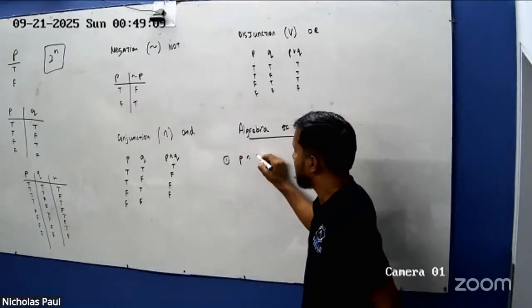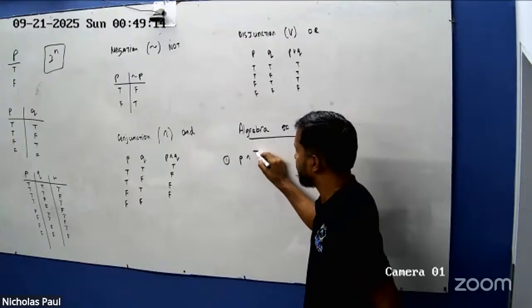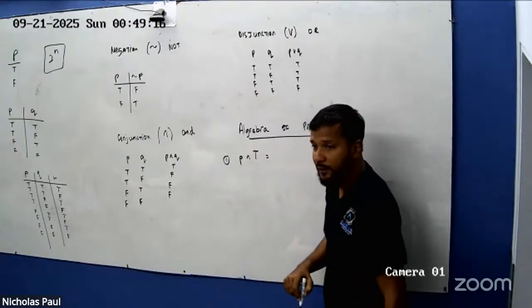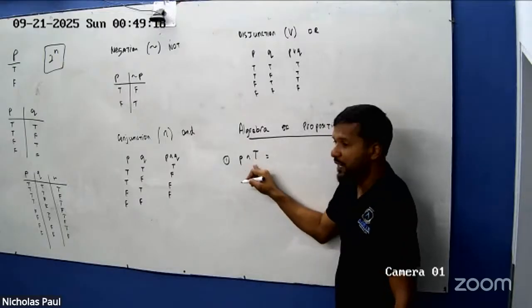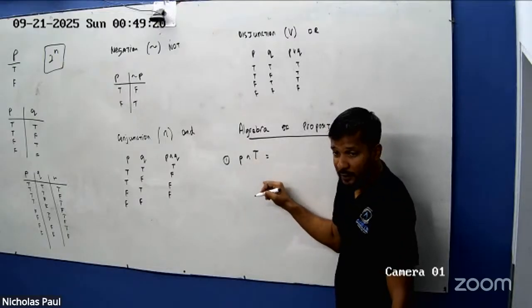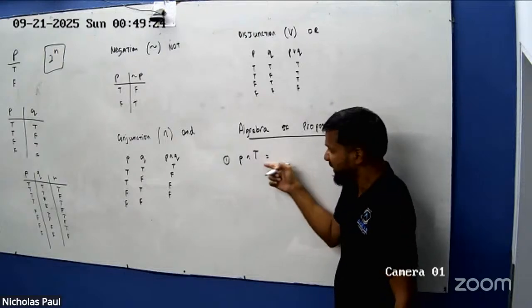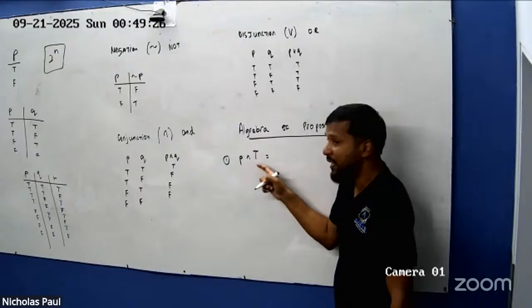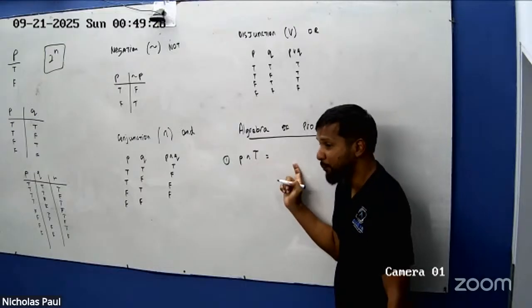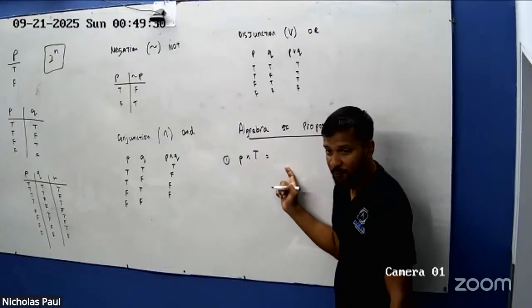And let's say P and true. You need to figure out what P and true is. So you remember how you have identities and trigs? This is like an identity. P and true will always be something. We had to figure out what that something is, right?